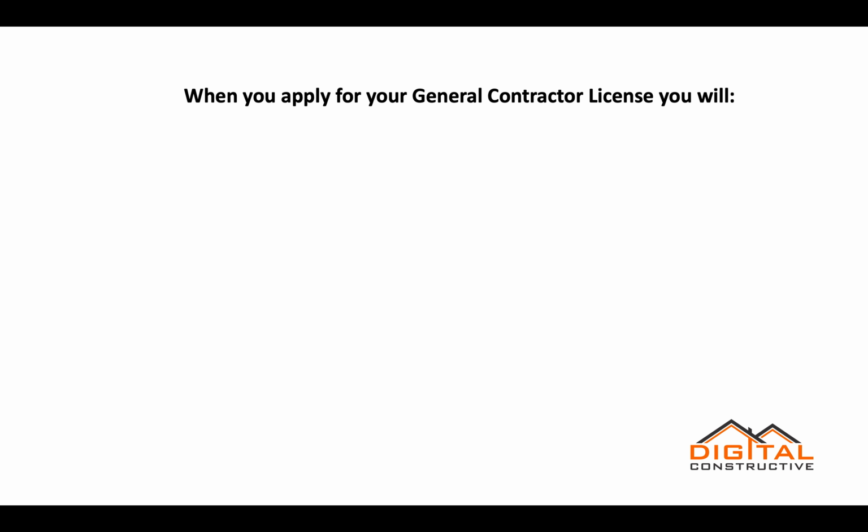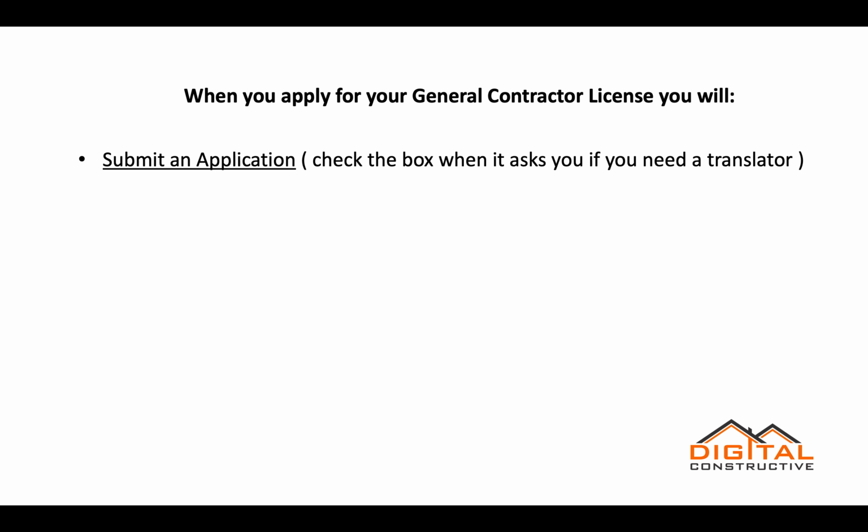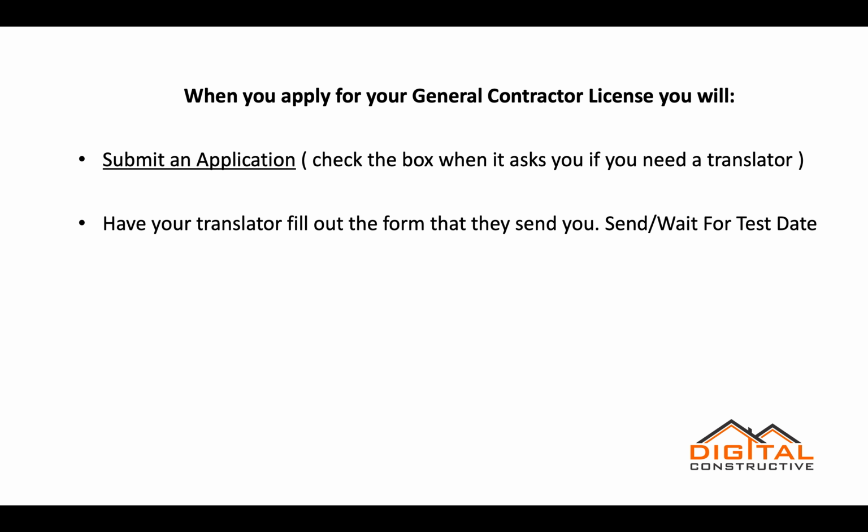So typically what happens is when you apply for your general contractor's license, you're going to submit an application. There's going to be a question on there where they ask you whether or not you'd like to bring a translator. In your case, you'll check yes if you do want to bring one. They're going to send you a form in the mail, typically in a couple weeks. You're going to have your translator fill out that form that they send to you, and then you're going to pretty much wait for a test date.